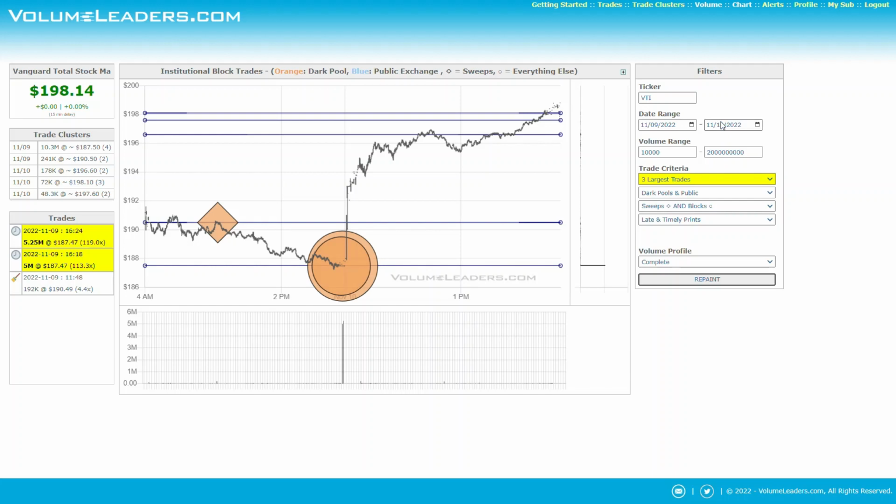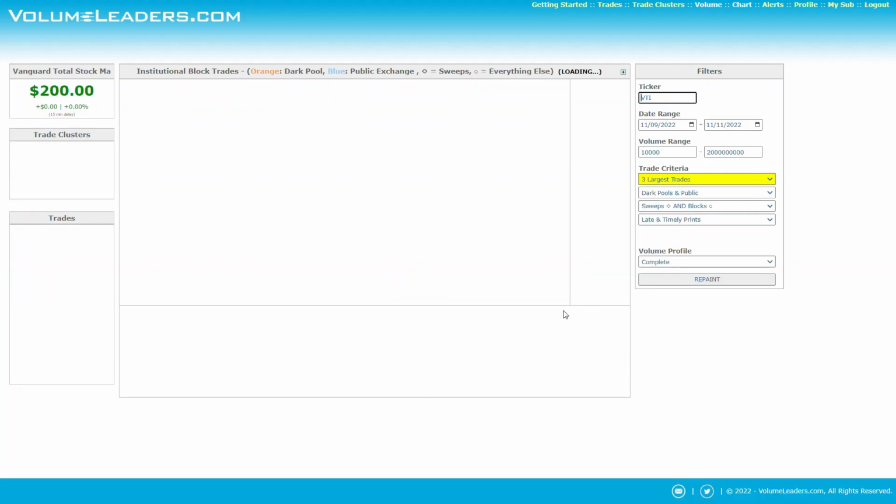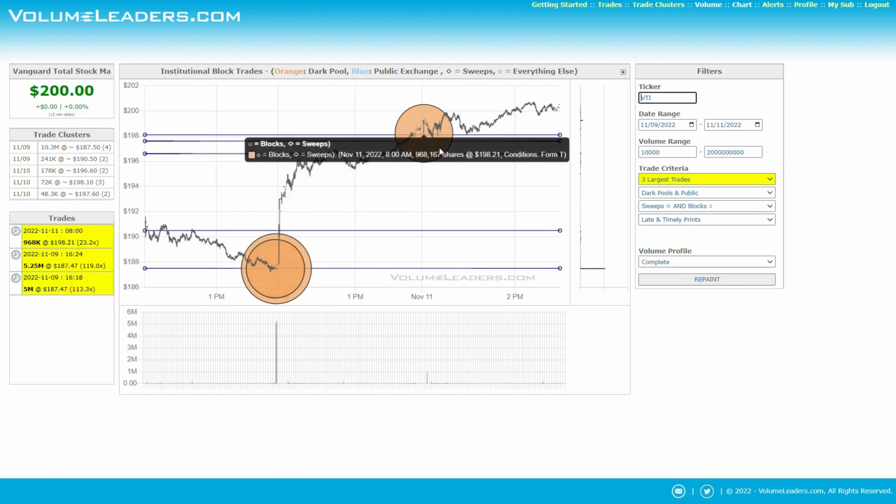If we look now at the 11th, we can see that price continued on. We got a decent sized trade here. This is a late print, so it came in on the morning of the 11th, but it was actually placed on the afternoon of the 10th. But it was likely selling, but it wasn't sufficiently large to stop price from advancing. This is some profit taking here. This is them selling into strength. And then price continues upward throughout the rest of the day, Friday. So in 2 days, we saw VTI go from 188 to 200, which is an enormous move.